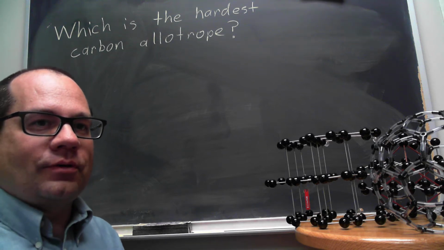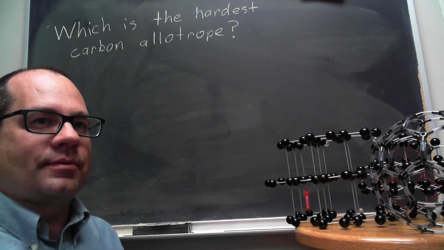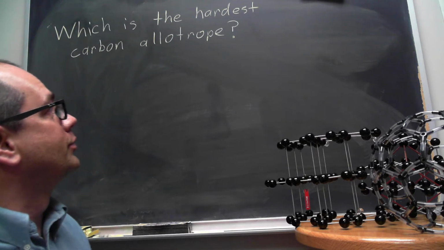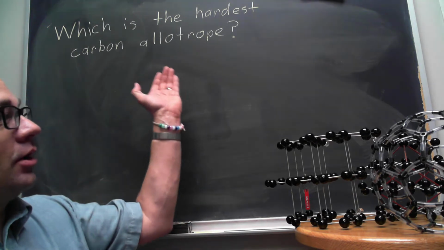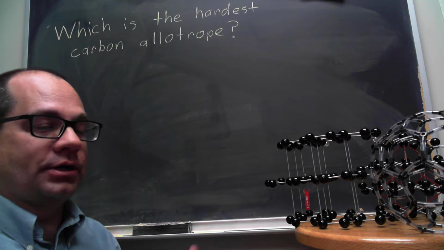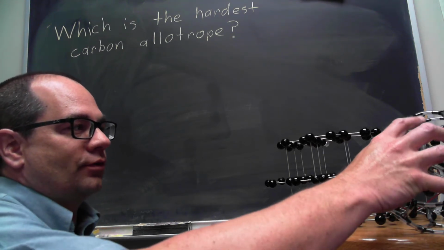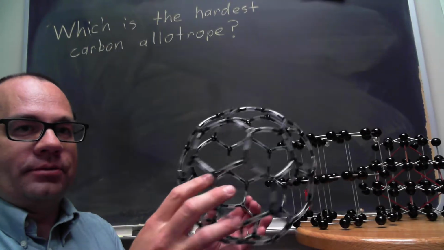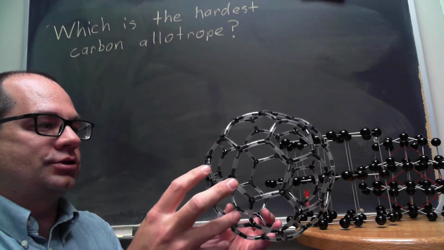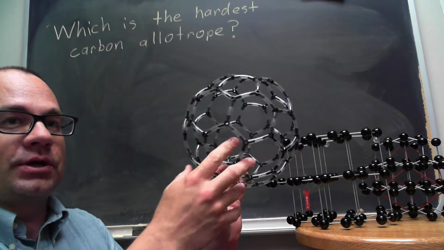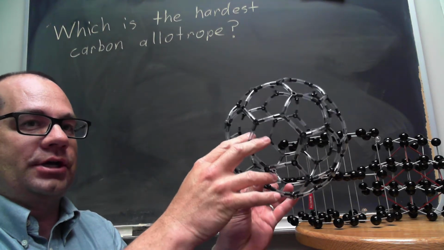Okay, here we address the question as to which is the hardest carbon allotrope. Now recall, an allotrope is a form of an element, and we're talking about the elemental forms of carbon. And so one elemental form of carbon are what they call the Buckminster Fullerenes, or just Fullerenes, or sometimes they're referred to as buckyballs because they're kind of spherical shaped.